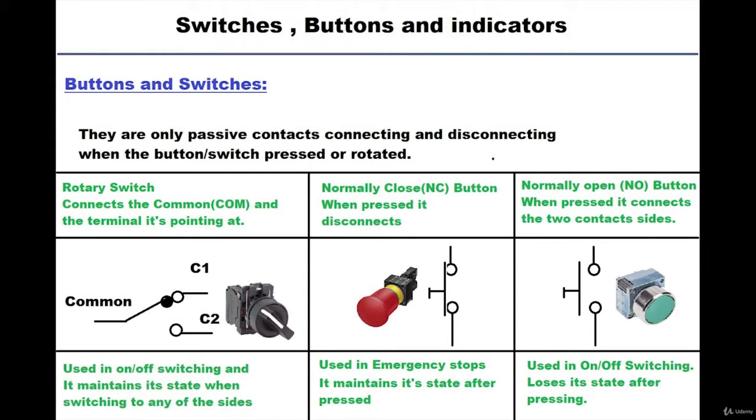Now, since these equipment are used in control, they operate on either AC or DC. They cannot handle a huge amount of current or voltages. That's why they are not connected directly to the load. However, they are connected to contactors or relays so that they can give a small control signal to turn on and off the machine equipment.